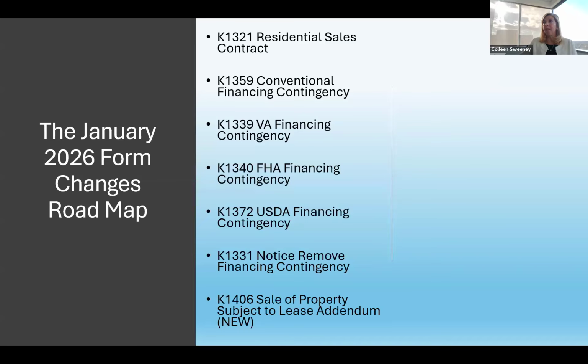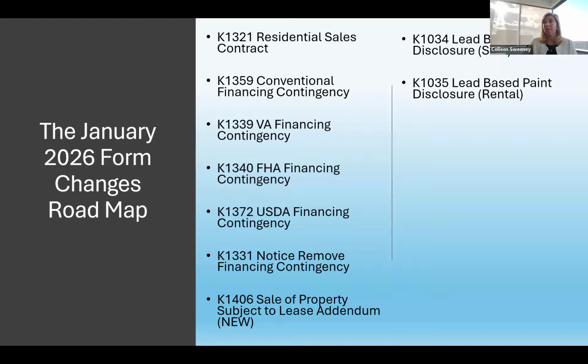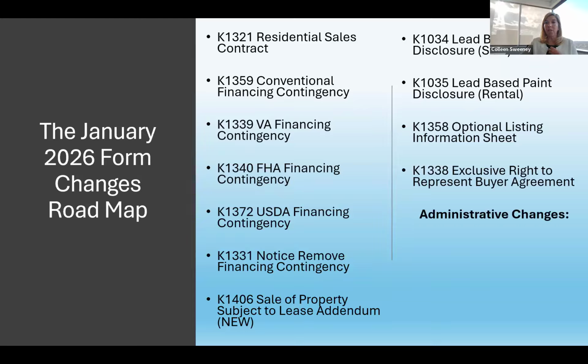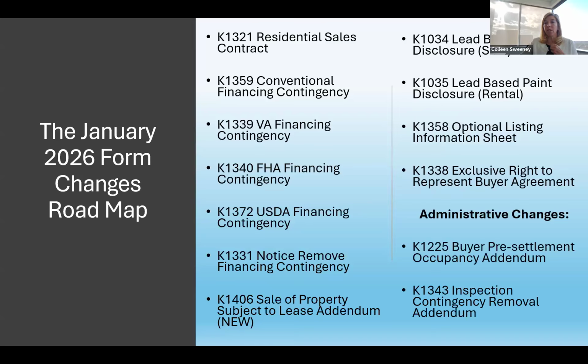We're going to review that. There's a new form, which is a sale of property subject to lease addendum. This is a really good one we're going to talk through. The lead-based paint disclosure for both sale and rental. The optional listing information sheet. The exclusive right to represent the buyer agreement. And there's two administrative changes, the buyer pre-settlement occupancy addendum and the inspection contingency removal addendum.